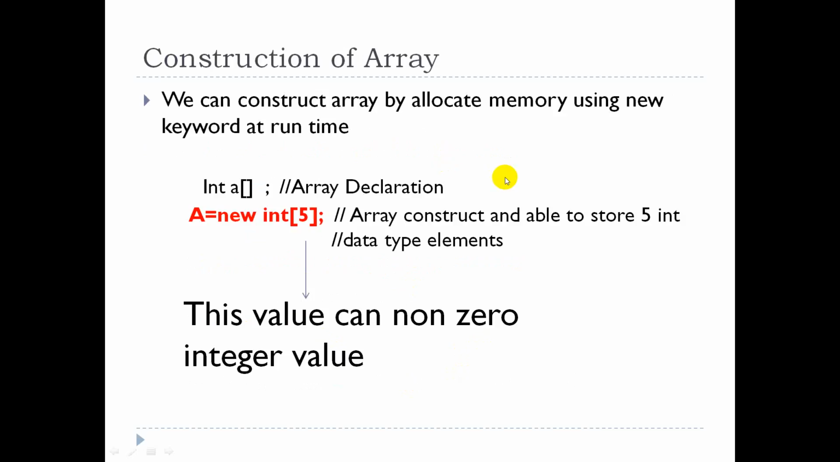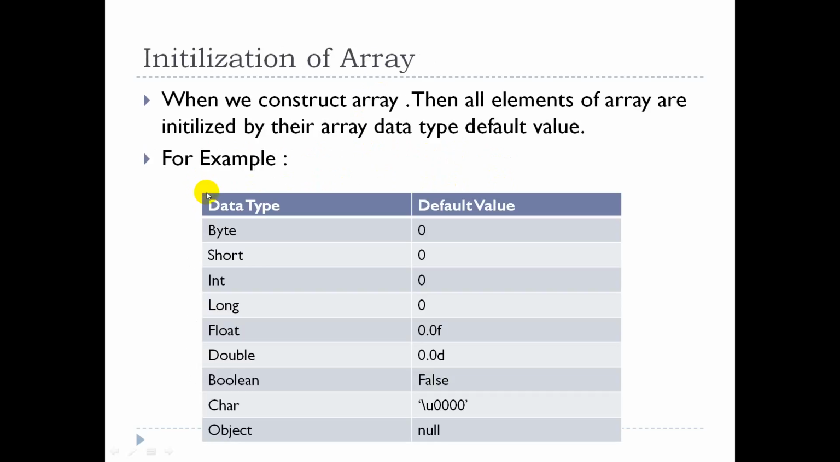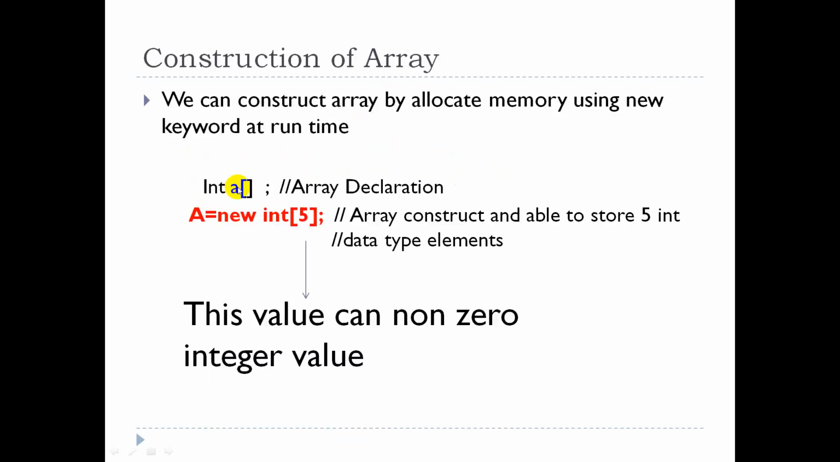Construct array means that you are going to allocate memory for your newly created array. So using the new keyword you can construct the array. Here you can see I just declare the array, and after that I initialize the array by the new keyword. Here you can see I also mentioned that integer 5, you are setting the length of the array, but this array length can be any non-zero integer value.